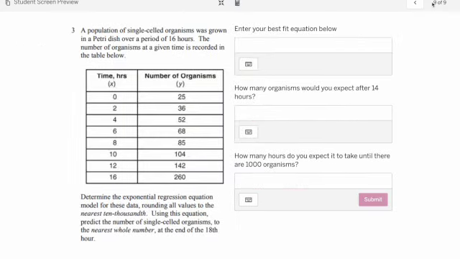One last example, we're looking at the population of single-celled organisms in a petri dish. Hopefully these are good organisms, not bad ones. But you could probably expect that the growth of these organisms is going to be exponential. They're going to be multiplying, right? When you only have a few organisms at the beginning, they don't multiply that quickly. But the more organisms you get, the faster they multiply, right? So this is going to be exponential growth.